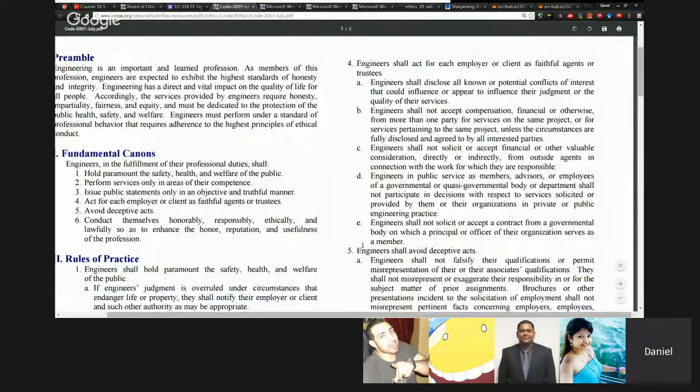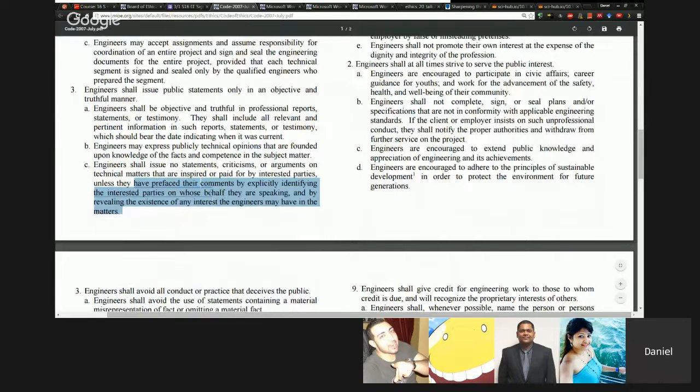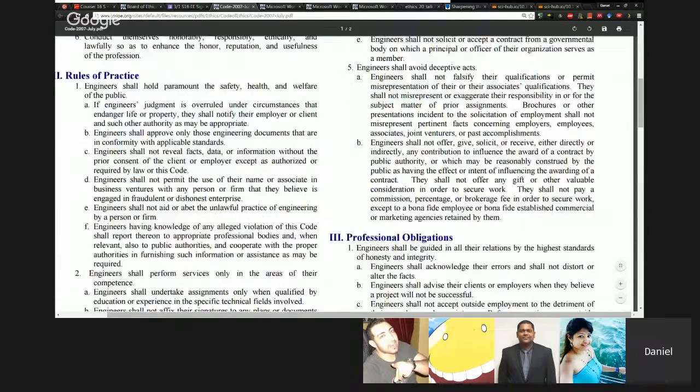The problem is if you don't disclose these relationships, or if you are giving false testimony, if you're talking about things that aren't true, or if you're withholding relevant information that the public ought to know, right? That's where the ethical concerns are.